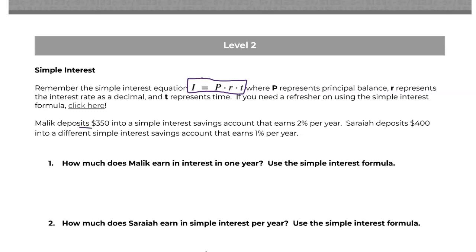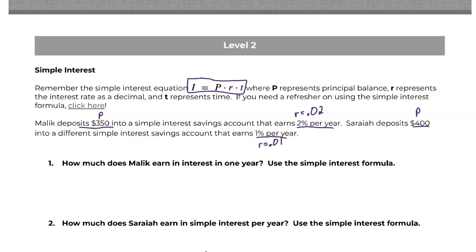Malik deposits $350. The P, his principal deposit, into a simple interest savings account that earns 2% per year. The interest rate is 2%, which is the decimal 0.02. Soraya deposits $400. That's her principal, into a different simple interest savings account that earns 1% per year. So Soraya's interest rate is 0.01.